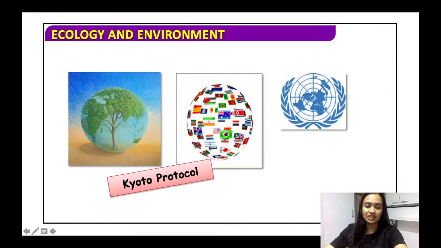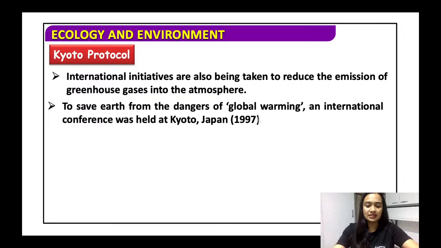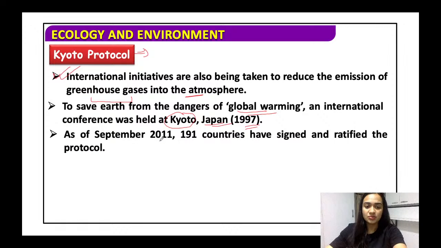So, coming to a very important protocol, that is Kyoto Protocol, which has been given with respect to global warming. So, international initiatives are also being taken to reduce the emission of greenhouse gases into the atmosphere. तो ये क्योटो प्रोटोकॉल क्यों लिया गया है, ताकि जो एटमॉस्फेयर में ग्रीन हाउस गैसेस हैं उनको हम reduce कर सकें. And we need to save the earth from the dangers of global warming. It is an international conference that was held in Kyoto, Japan, in the year 1997. As of September 2011, 191 countries have signed and ratified this protocol. That means they have actively supported and signed up to, or accepted, this protocol.